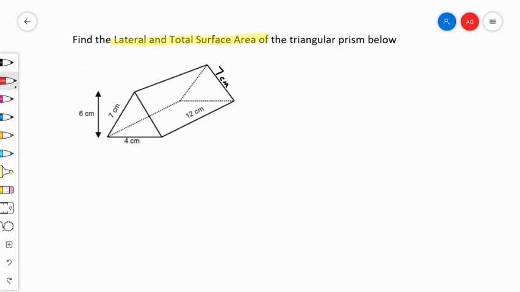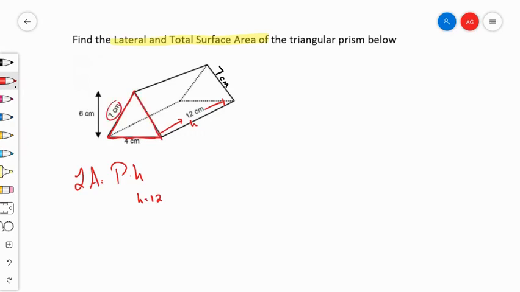For the lateral area, I'm going to write it down here. We have perimeter times height. The first thing I need to figure out is the height of the prism, which is given to me. I know that's the height of the prism because it goes from one base to the other base. So here, my height is 12. The next thing I have to find is the perimeter of my base. Here's the base, which is a triangle, and I have to find the perimeter of that.